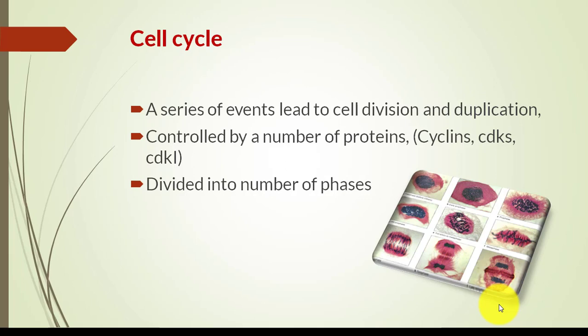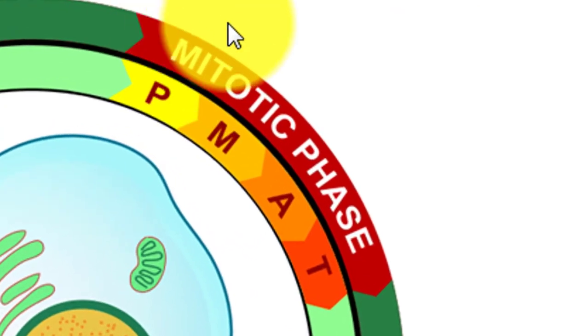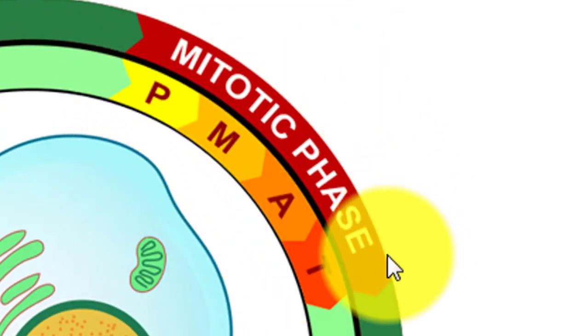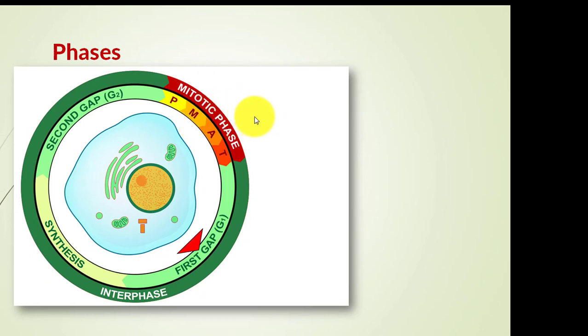We can divide the series of events into either 2 phases or 4 phases. We can say that the main goal of the cell cycle is to duplicate, to produce 2 genetically identical daughter cells, and the final point of the cell cycle is the actual cell division. The actual cell division is called mitosis. This mitotic phase is the final phase in the cell cycle, in which cells are divided into 2 daughter cells.